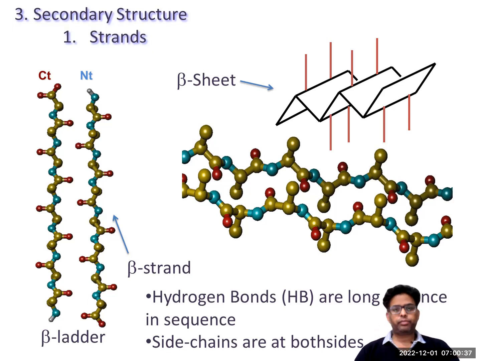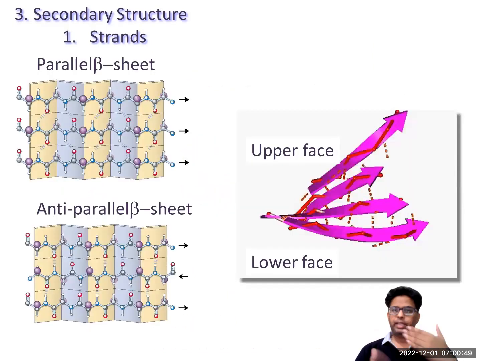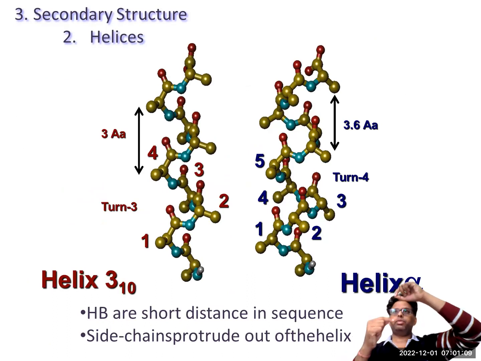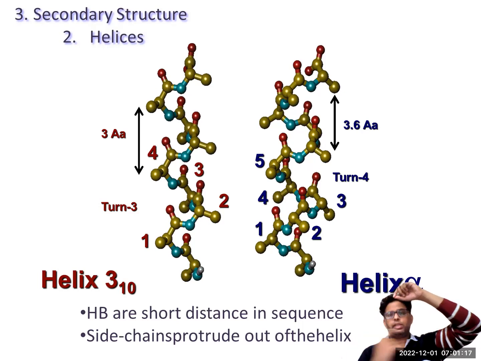It's very common, and it depends upon the hydrogen bond. If hydrogen bonds are taking place between atoms far away, that I told you is a parallel sheet and anti-parallel sheet. And alpha helix: if the first atom interacts with the fourth atom, second with fifth, third with sixth, fourth with seventh, and so on, they create a helix-like structure.